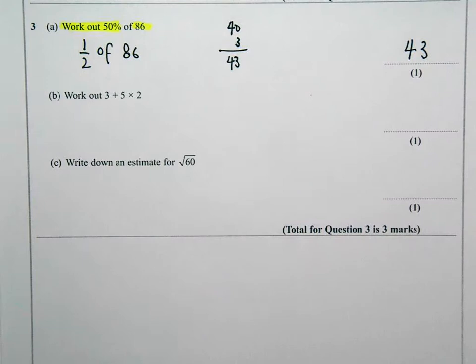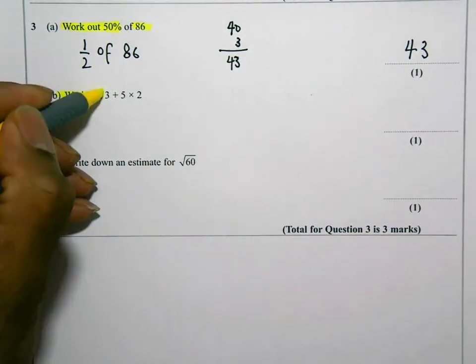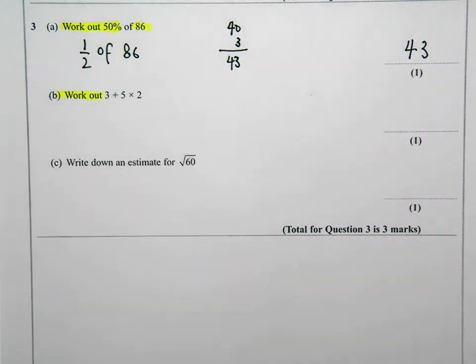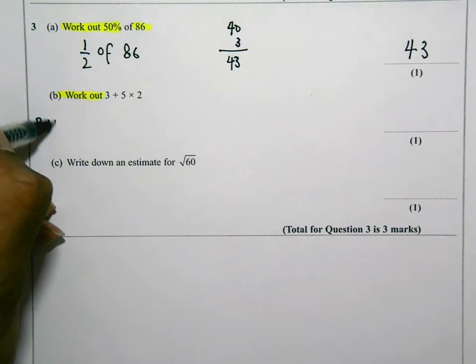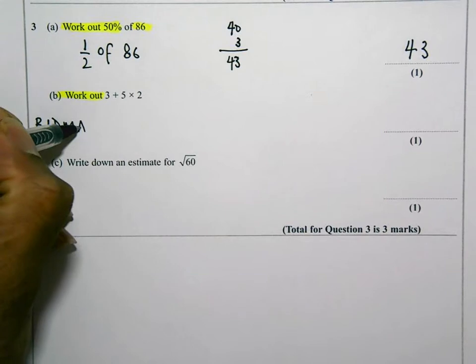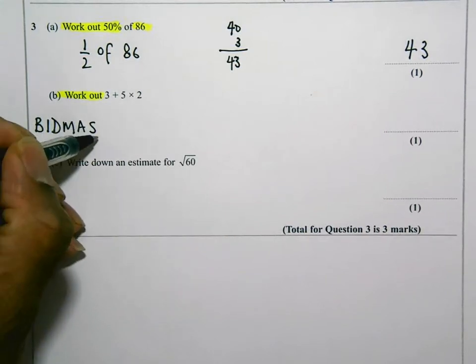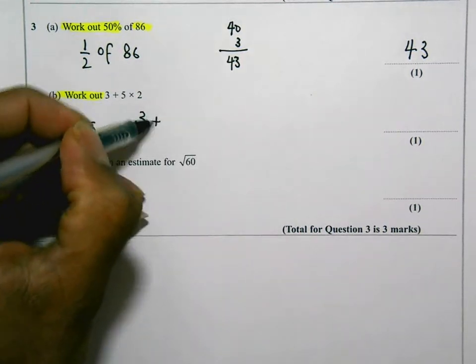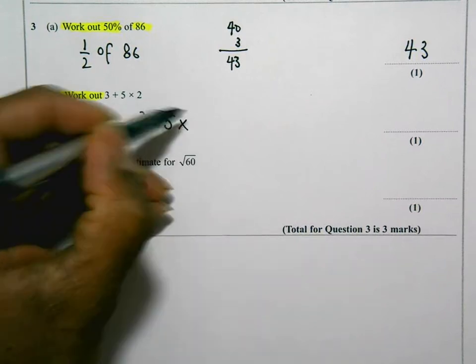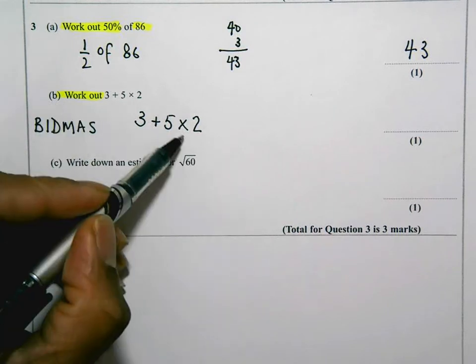Part B, again, it says to work it out. So work out, and we've got here 3 plus 5 times 2. Well, to be able to do this, I need to understand BIDMAS, B-I-D-M-A-S: brackets, indices, divide, multiply, add, and subtract. And in this question, I've got 3 added to 5 and then multiply by 2. And what I need to find out is which one of those do I need to do first. Do I need to do the multiply first or the add first?